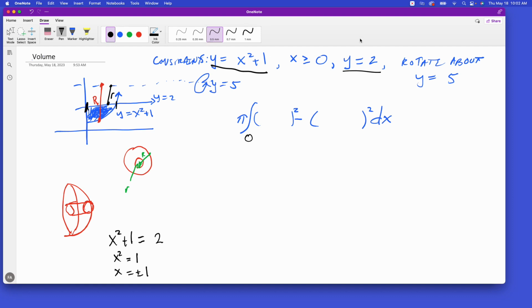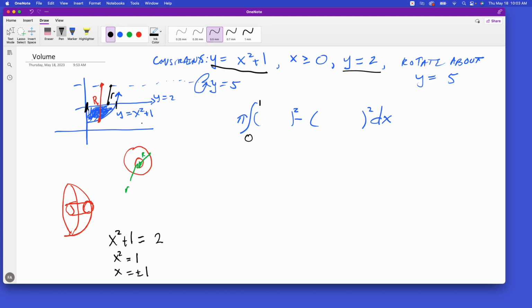Now, all my x values up here, remember the third constraint that we talked about was x has to be greater than or equal to 0, so I don't even care about the negative one there, I just want to use the positive. So now I know that intersection occurs at 1. So we're going from 0 to 1. Now we need to fill in these pieces here.